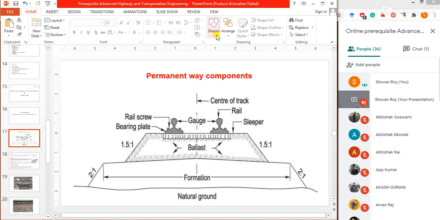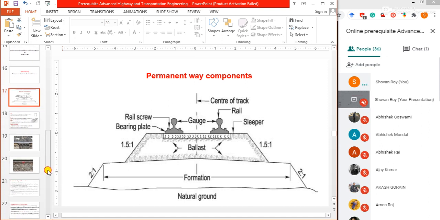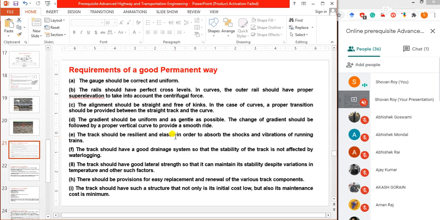We will discuss another thing required for the permanent way, that is, the requirements of a good permanent way. Here are some points about the requirements of a good permanent way. First, the gauge should be correct and uniform. The gauge is also part of the railway engineering syllabus and is important, but details about the gauge will come in the next class.